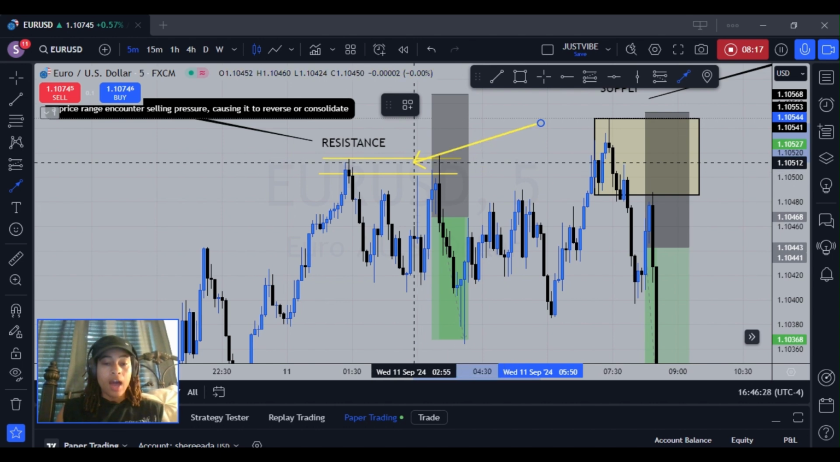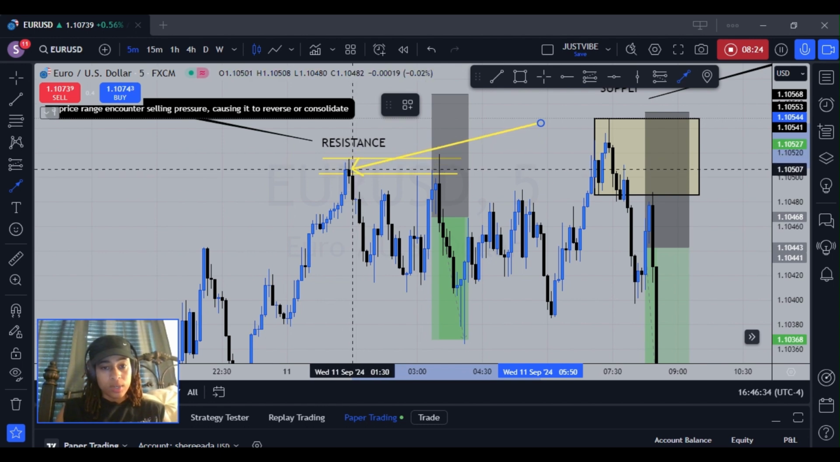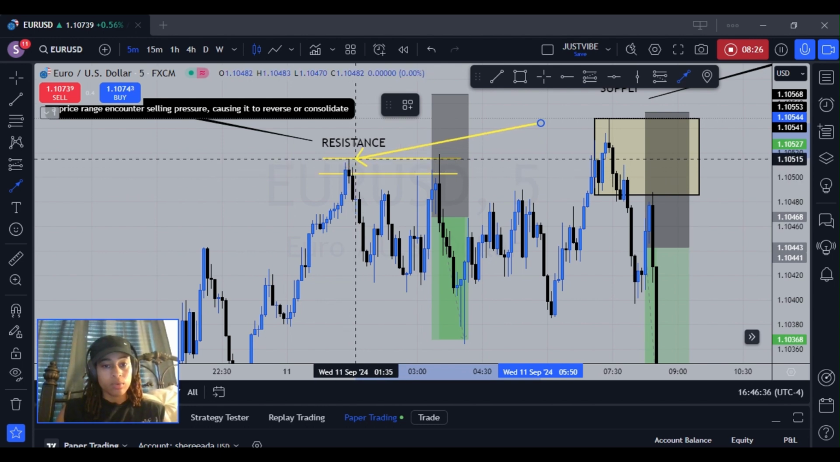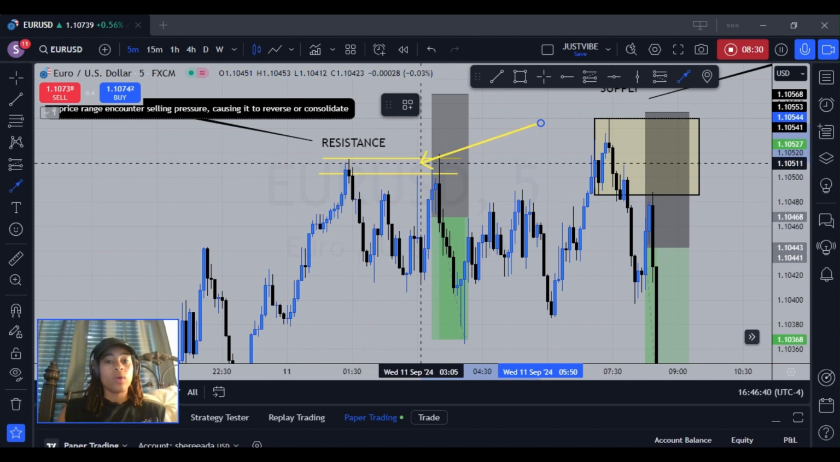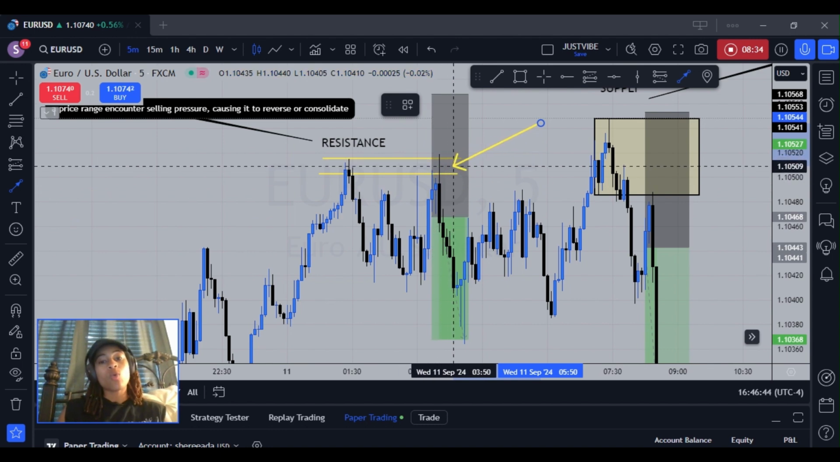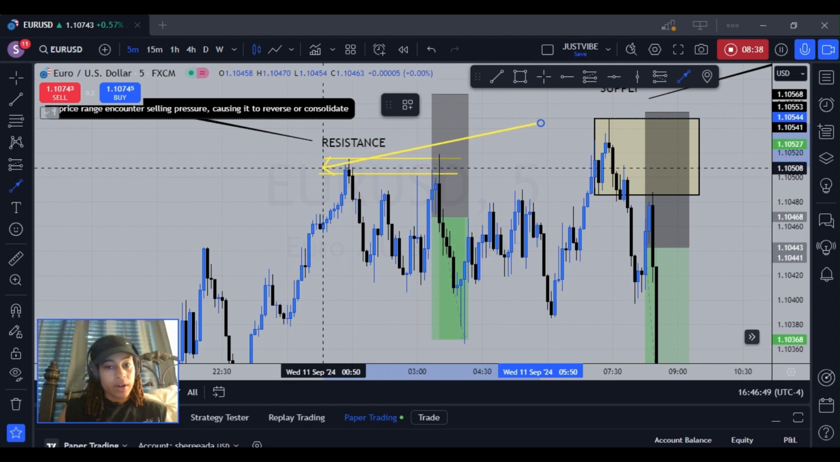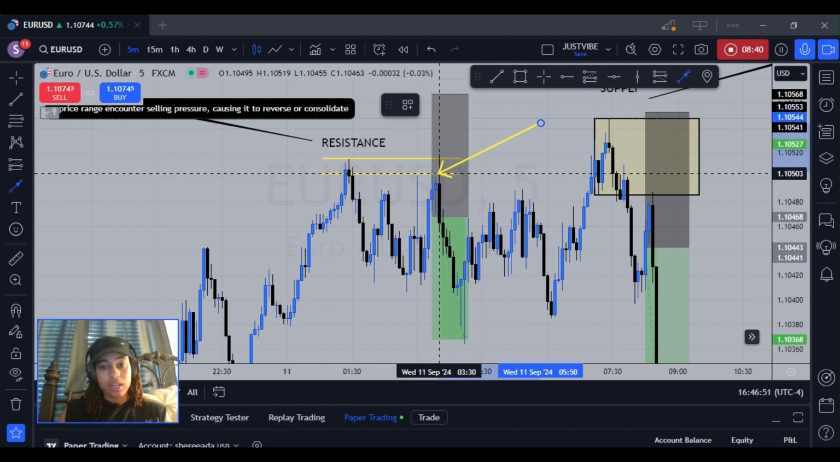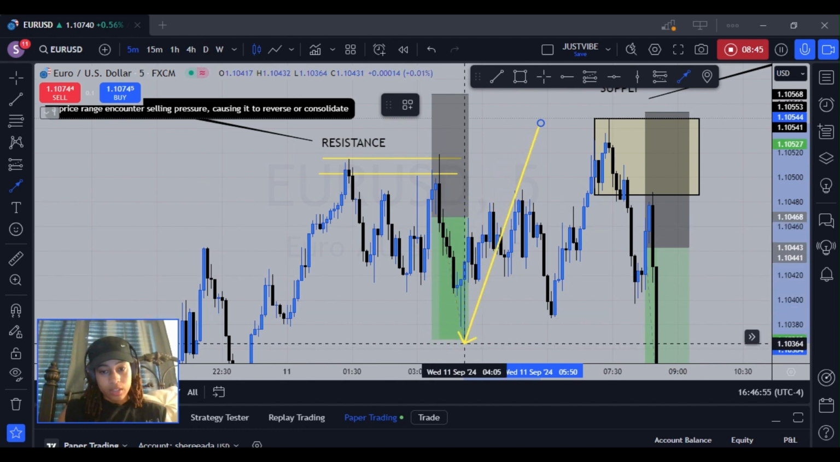How did I know that? I know that because I look to the left of me and I see that there are wicks. Boom, doesn't want to go up. Boom, doesn't want to go up. It's going down. Look at this long wick. It's telling me that we don't want to go up. So what do I do? I draw a line where the wicks are, and then I hop into the market. Boom. And then you win that trade.